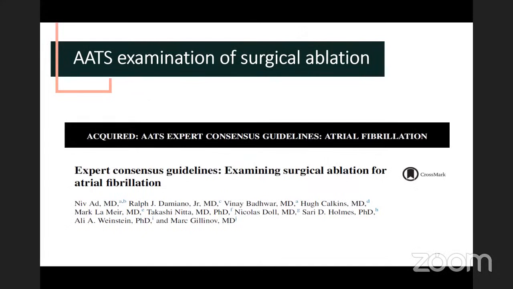In regard to the AATS consensus on surgical ablation, this was done by multiple experts in surgical ablation. You can see Dr. Nath Vats and Ralph Damiano, Dr. Vinay Badhwar, and Dr. Mark Lin, all of these are experts on surgical ablation.